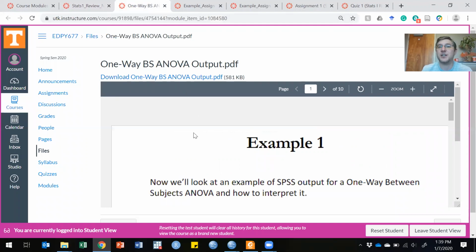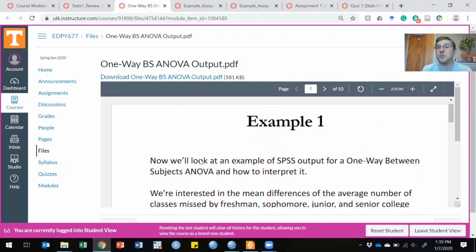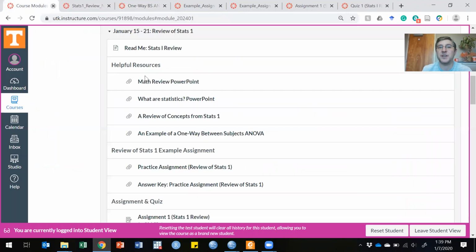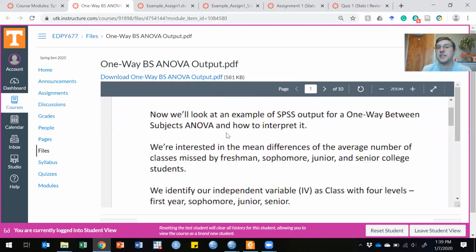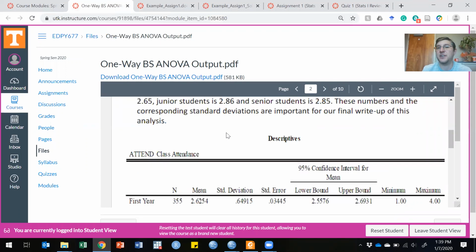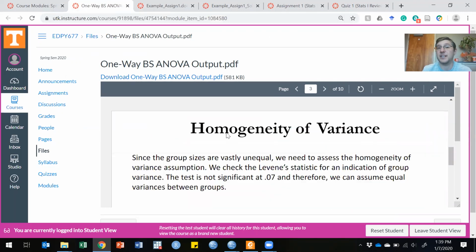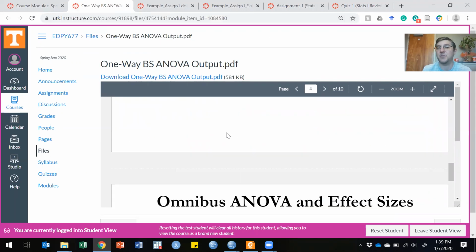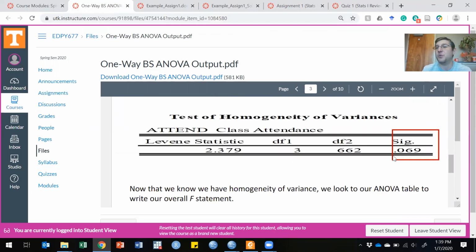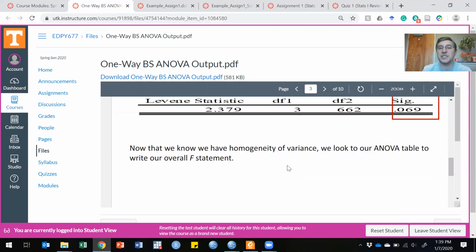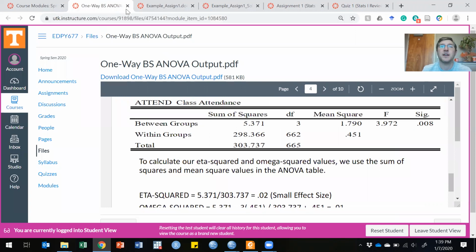Here's that example of a one-way between subjects ANOVA. You can see it right here. Then we'll take you to this. You can look at how to interpret the SPSS output. I try to go in here and explain what we are looking for and what that is telling you.